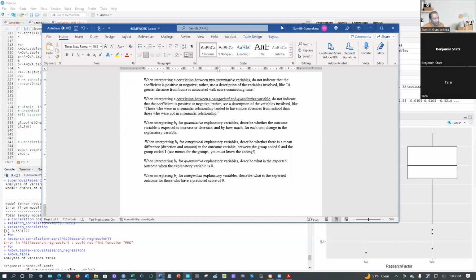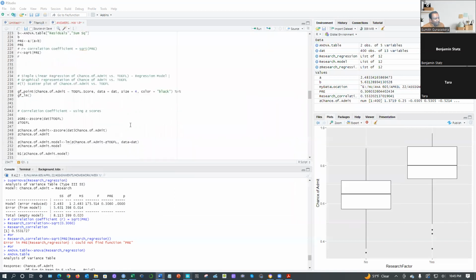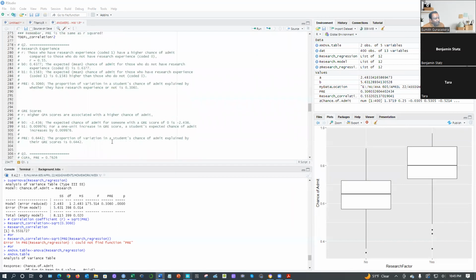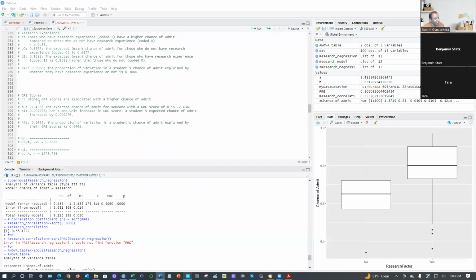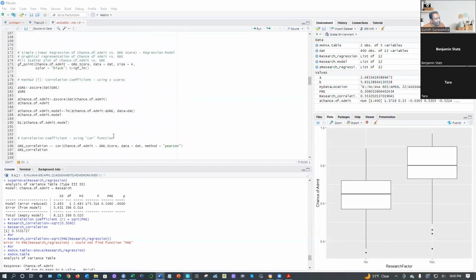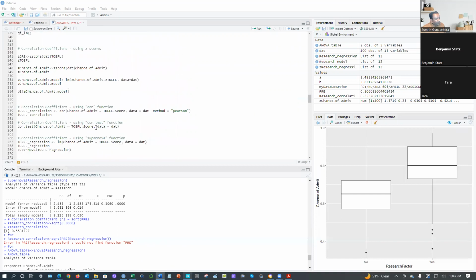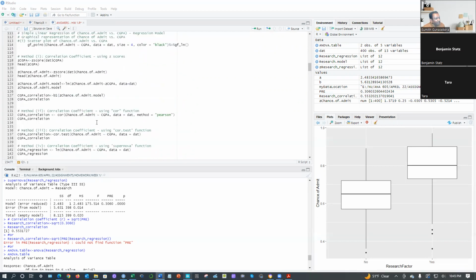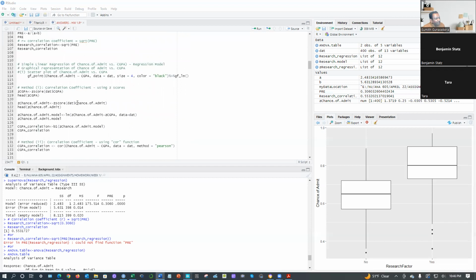Quantitative B naught and B1: how do you explain? Go to the GRE score. Higher GRE scores are associated with a higher chance of admit, because it is positive. What is the value of that one? High chance of admit with correlation. So you can run anything: chance of admit versus GRE score. I'm looking for the second one, CGPA.